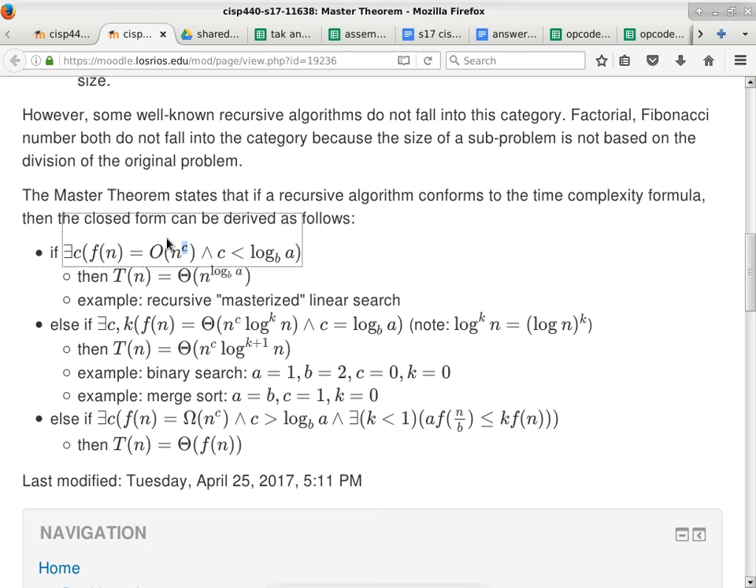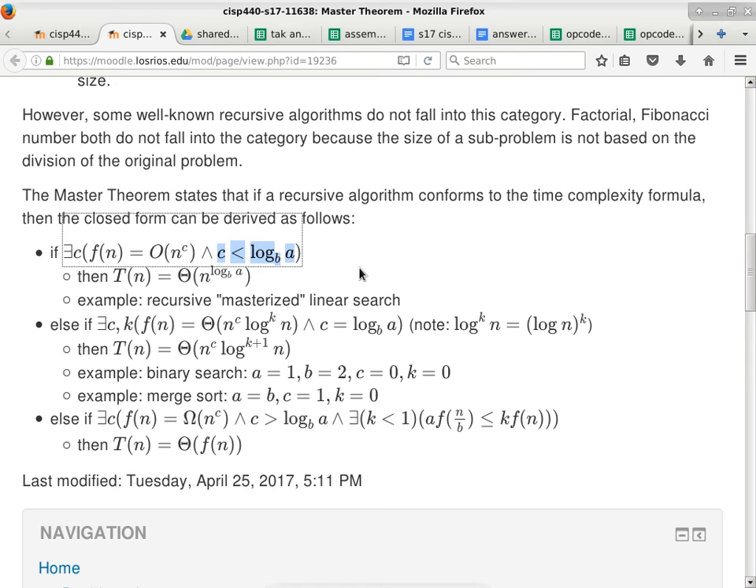So now we have to do the second comparison, which is the one after the conjunction. Now we are asking the question, is 1 less than log B of A? Well, B is 2, and A is 2 as well. C is 1. Is 1 less than log 2 of 2? Log 2 of 2 is 1. But now is 1 greater than 1? Nope. So it doesn't meet the first criterion.